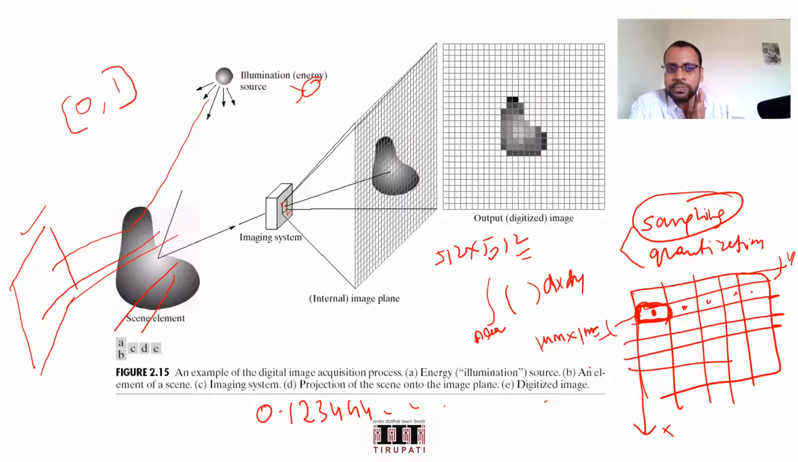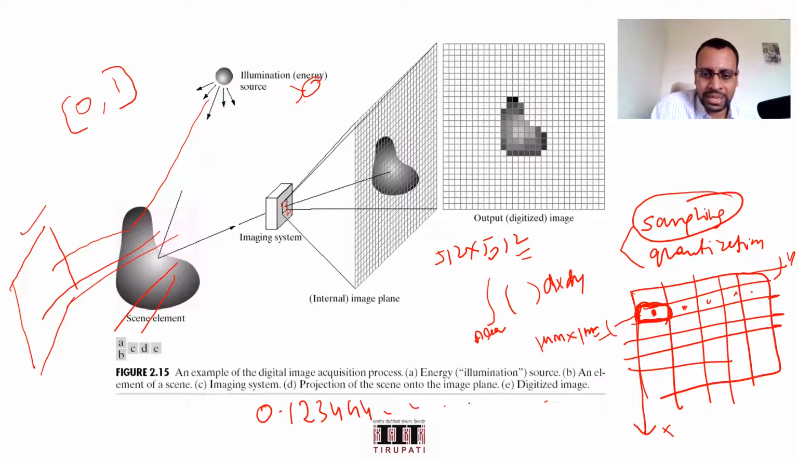This is a limitation. The more digits you use to store this image, the more precision you could store, but there is a limit to it. Beyond that, you cannot store it because you are digitizing it. So you are quantizing the value.